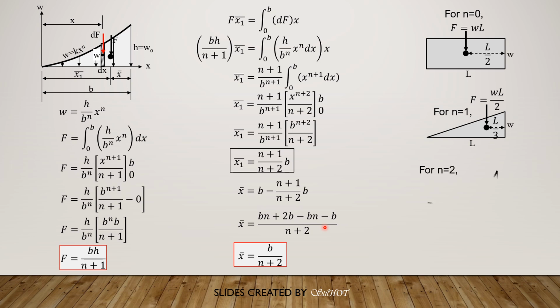If n is 2, it is a spandrel of parabola or complementary parabola. So the force is WL here divided by 2 plus 1, so WL over 3. And the distance from the right would be L over 2 plus 2, so L over 4. So it is a second degree parabola.